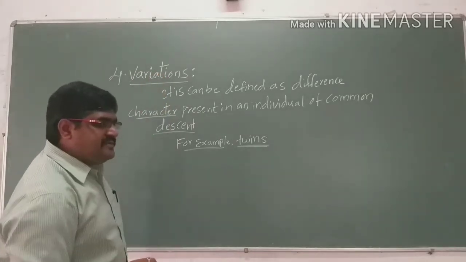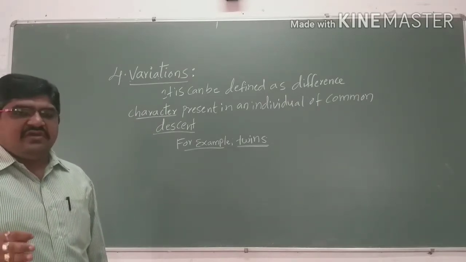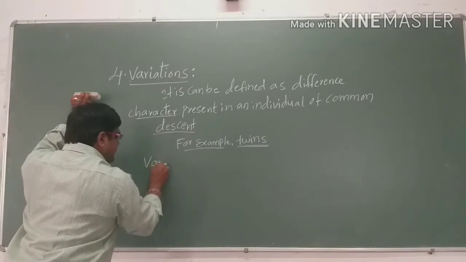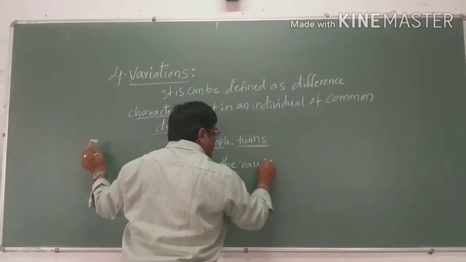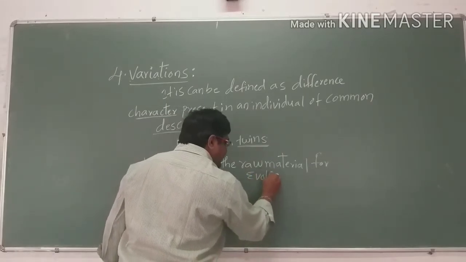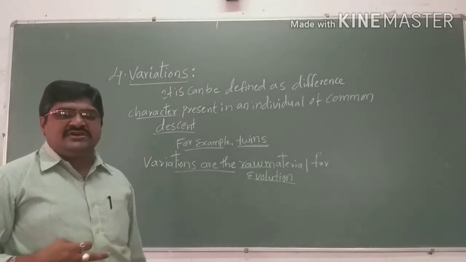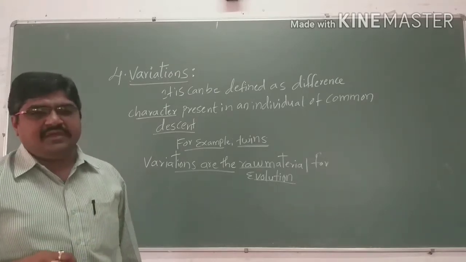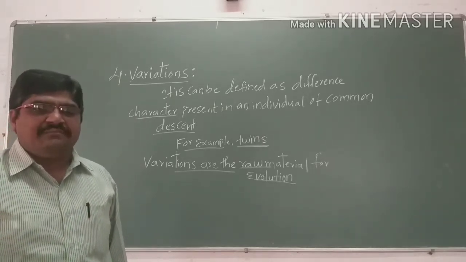According to Darwin, variations are the raw material for evolution. They are helpful for producing a genetical makeup. Variation shows the genetical makeup present in an organism, and it is changing, not in a single organism but in a population. The genetical makeup present in an individual changes from one person to another.